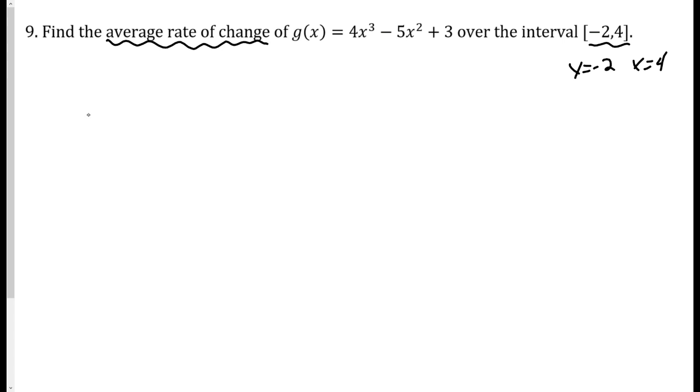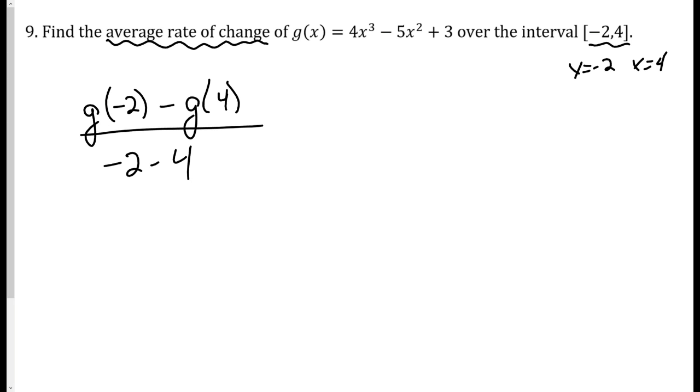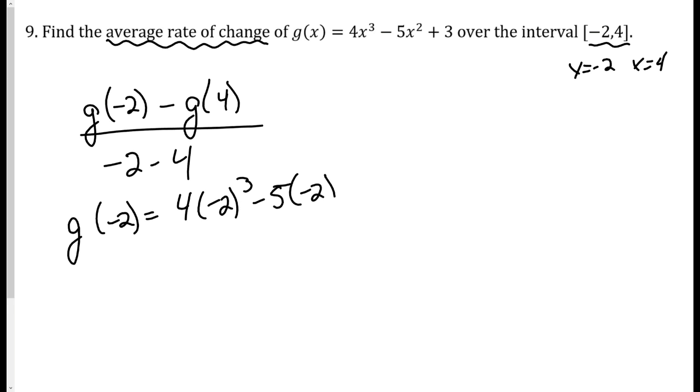So let's find g of negative 2 minus g of 4. Those are the y values over negative 2 minus 4. If you switch the spots of negative 2 and 4, as long as you do it consistently, you'll get the same answer. G of negative 2 is 4 times (negative 2) cubed minus 5 times (negative 2) squared plus 3.